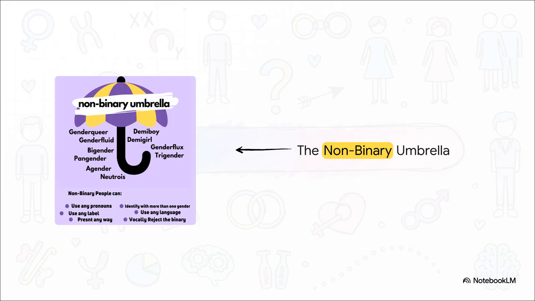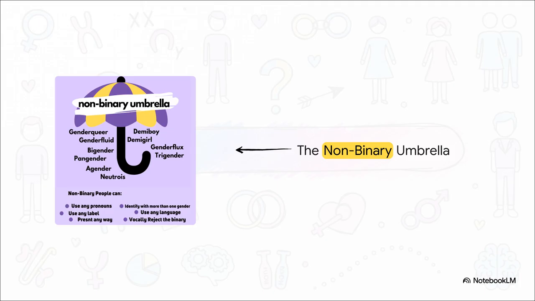For plenty of other folks, identity isn't strictly male or female at all. This is where the non-binary umbrella comes into play. These individuals just don't feel like they fit neatly into those standard traditional categories of man or woman. They might feel like a mix of both, neither, or experience their gender as something completely fluid.